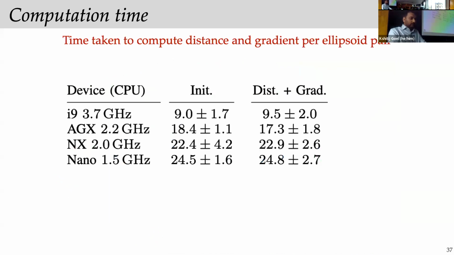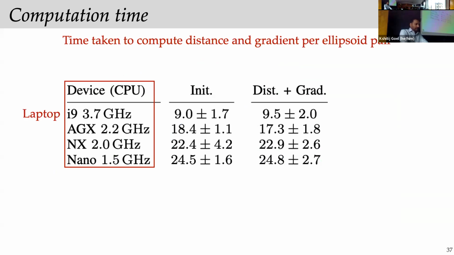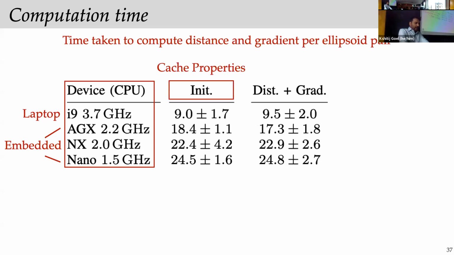Regarding the computation time for collision avoidance, we are interested in calculating the time taken to compute distance and gradient per ellipsoid pair. We consider various CPUs that are commonly used for onboard computation: a laptop-grade i9 processor, which can be used on board legged robots, and 3 embedded CPUs from the NVIDIA Orin series of platforms, the AGX, NX, and Nano, with decreasing levels of compute. In the first column, we have the time taken to initialize ellipsoids. This step is only done once per ellipsoid pair to cache properties like rotation and scale matrices.